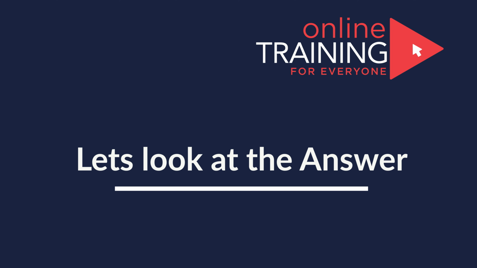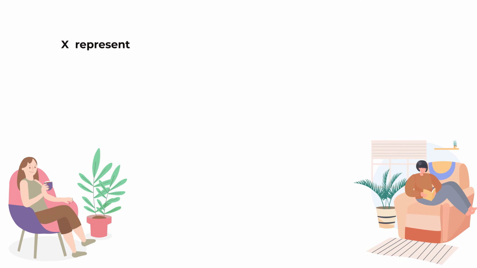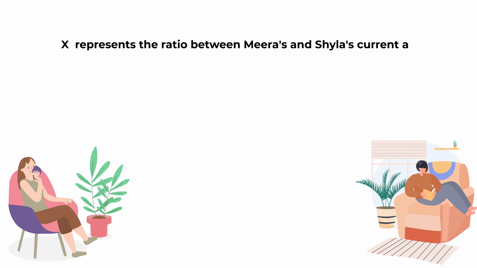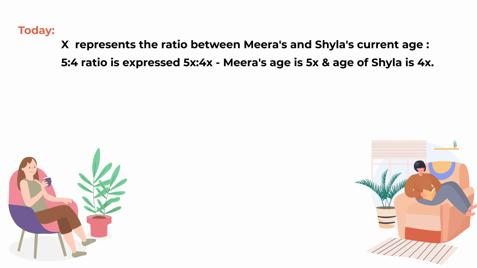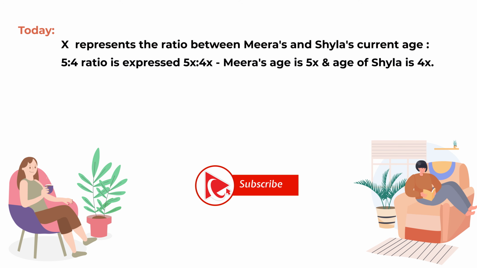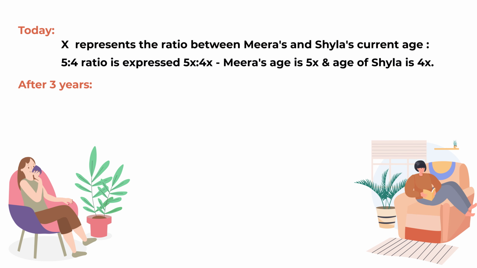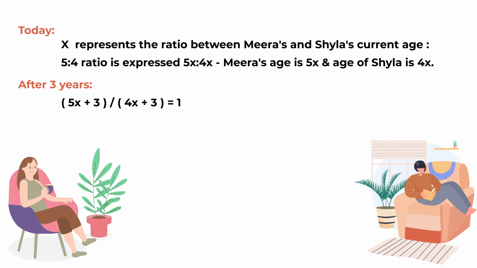To solve it, we need to define a variable x, which would be a ratio between Mira's and Shyla's current age. If that's the case, then the current age of Mira will be 5x, and the current age of Shyla will be 4x, which means that we can build an equation and calculate the ratio of ages after 3 years. In this equation, we will have (5x plus 3) divided by (4x plus 3), which would be equal to 11/9.